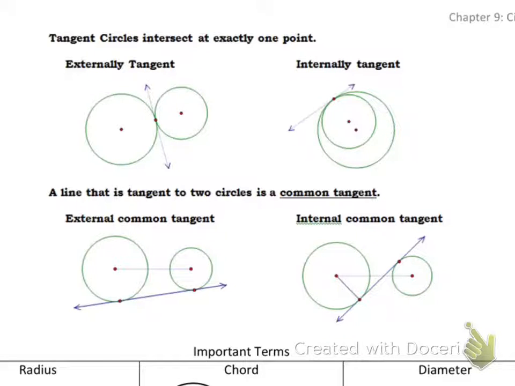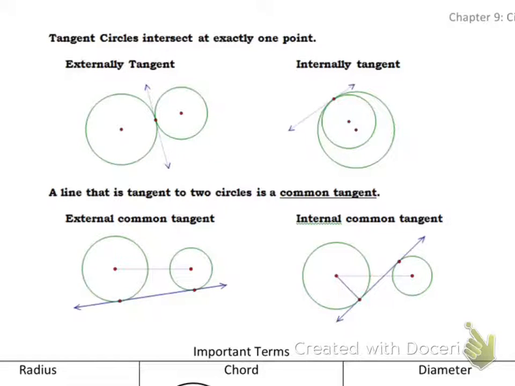We have internal tangent. That's where we have 2 circles, one inside the other. And where they hit, if we draw a line through that, that's called internally tangent. I can always picture that because one circle is inside the other circle. A line that is tangent to 2 circles is called a common tangent. All right, we can have an external and internal common tangent.